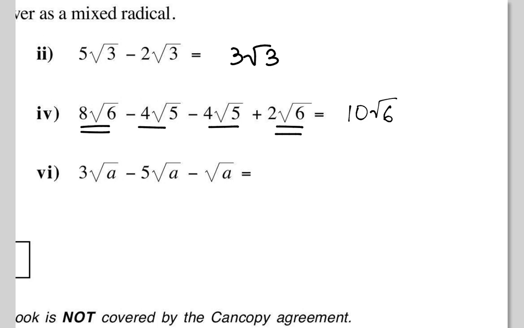Where's my pen? In my hand. Okay. All right. Let's just do the one underneath while we're here. So 3 take away 5 take away 1. That's essentially what I'm visualizing. 3 take away 5 take away 1. -3 root a's.